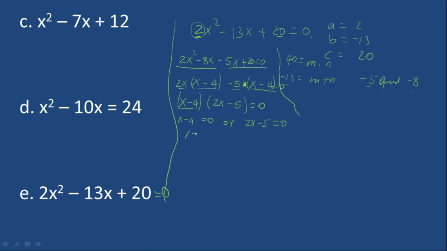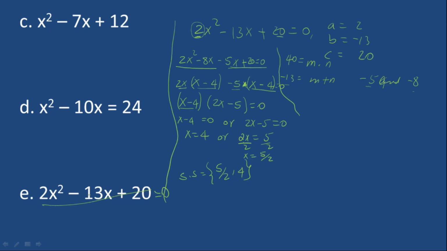So from this, x is equal to 4, or 2x is equal to 5. Dividing both sides by 2, we go until the coefficient of x is 1. So x is equal to 5 over 2. So finally the solution for this equation, 2x squared minus 13x plus 20 equal to 0, is 5 over 2 comma 4.